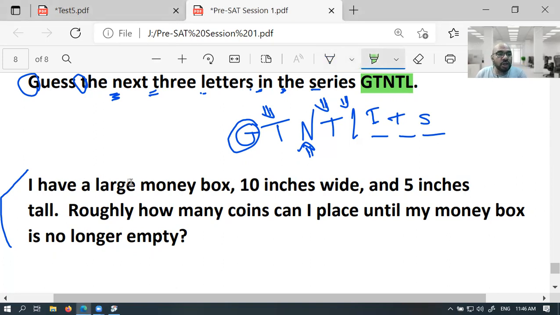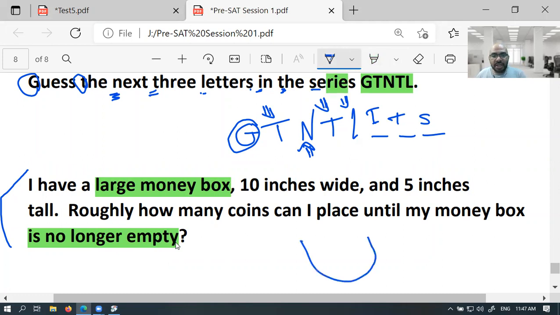I have a large box, 10 inches wide and 5 inches tall. Roughly, how many coins can I place until my money box is no longer empty? Did I say full? Not empty. That's it, Sina. Pay attention.